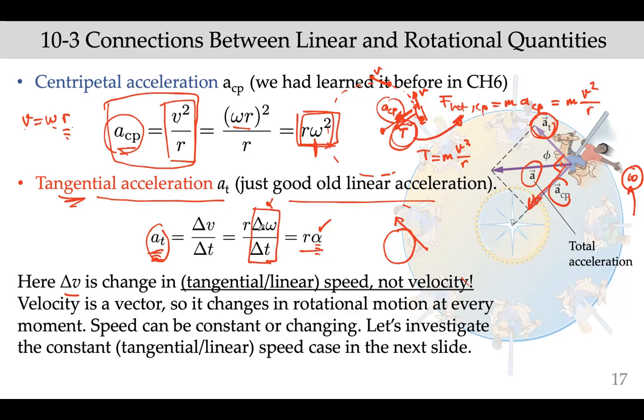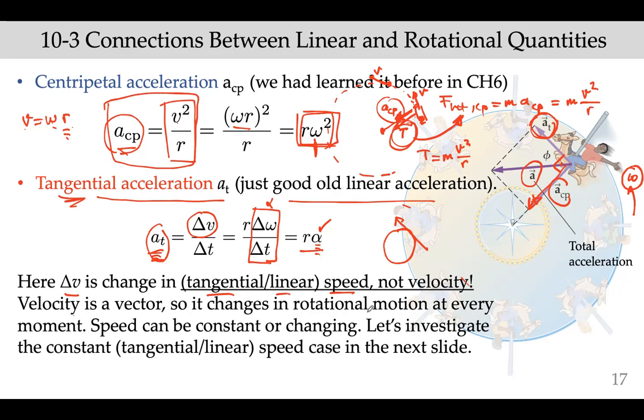Here, delta V in this equation here is a change in tangential linear speed. So if I say speed, understand tangential or linear speed. If I don't use the word angular, then that means just linear. So delta V is speed, change in speed, not velocity. So it's just a change in the magnitude of velocity or change in speed.